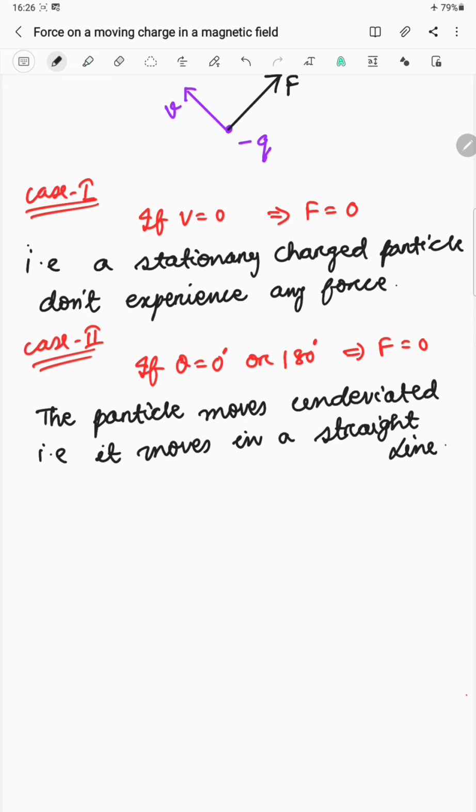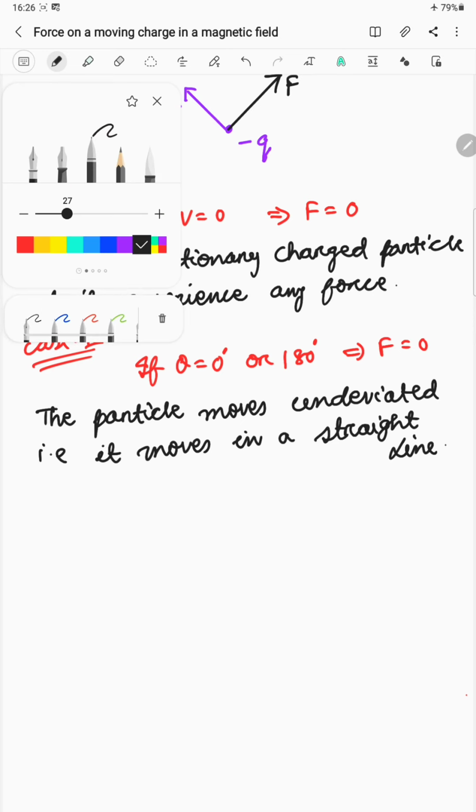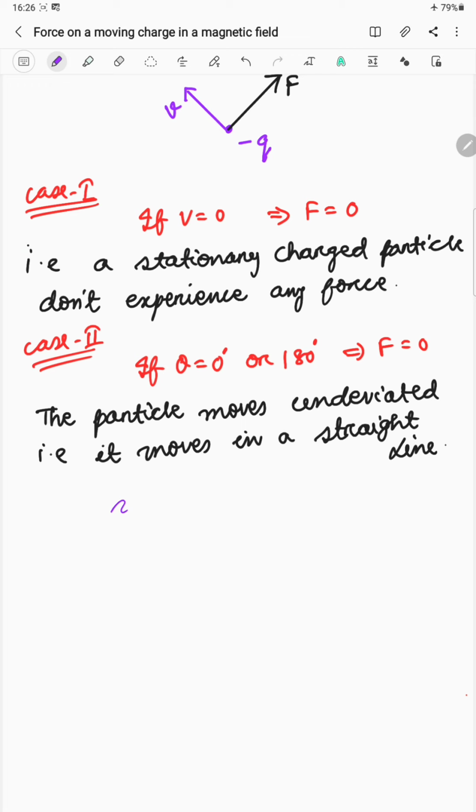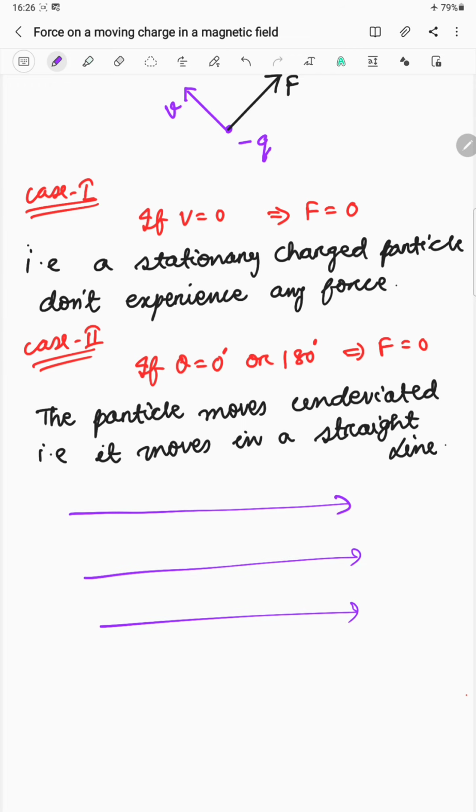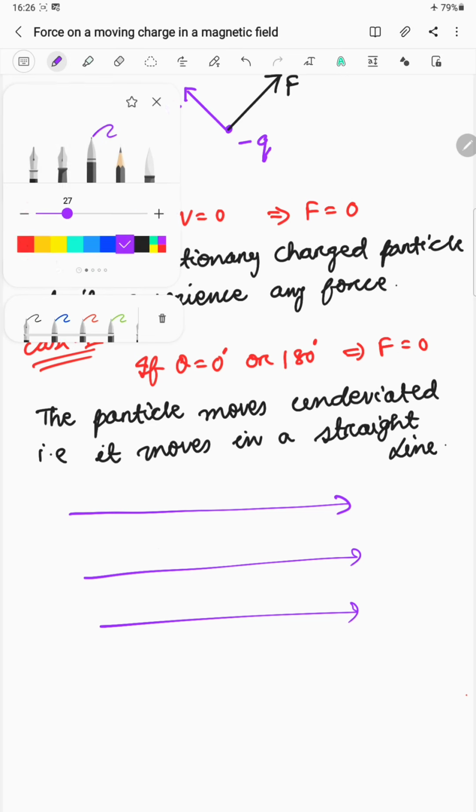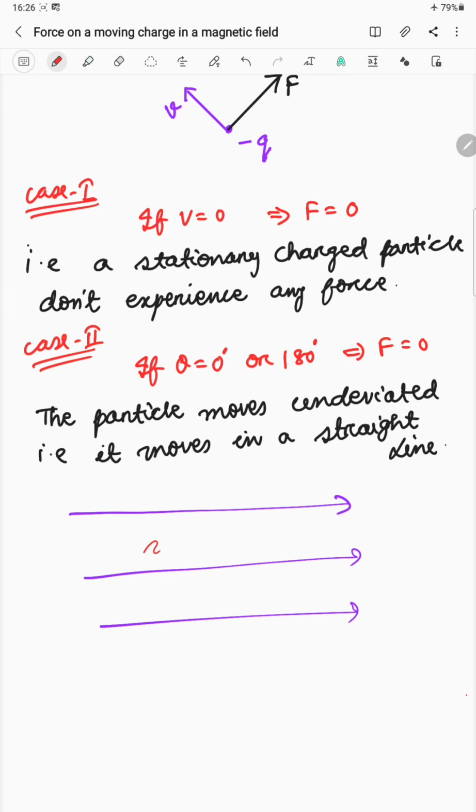Okay, so if I want to show it pictorially, let's see how we can show it. We have some magnetic field lines in this manner. Okay, and you have a charge q, velocity is in this direction. That means it will go undeviated, it will go like this in a straight line. Understood case 2? Now let us go to case 3.